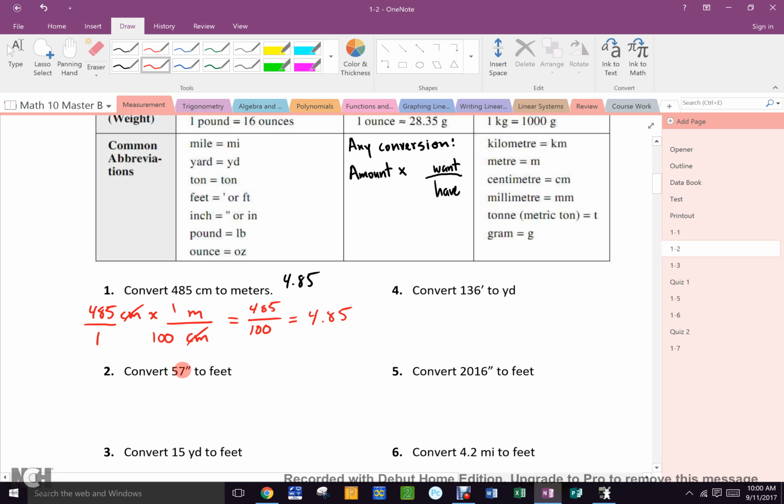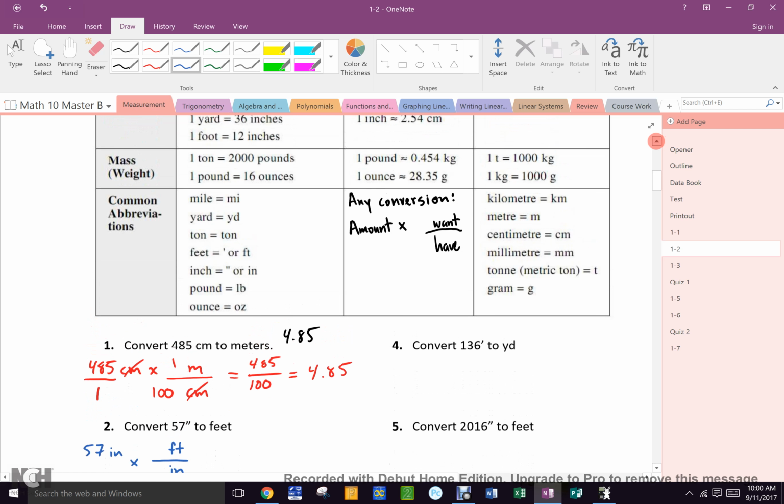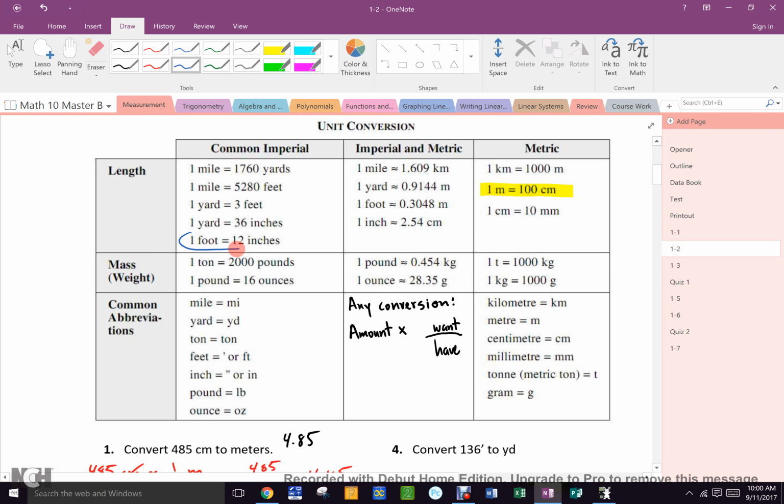Anyway, so let's use this in one that we don't know automatically. So here we have 57 inches. We're going to compare it to feet. So what do we start with? 57. And I'm actually going to write inches instead of the little quotation marks. Then I got to multiply. What do I want? Feet over inches, yes? Now I go up to my chart and I find feet in inches. Where is it? Right here. 1 foot is 12 inches.